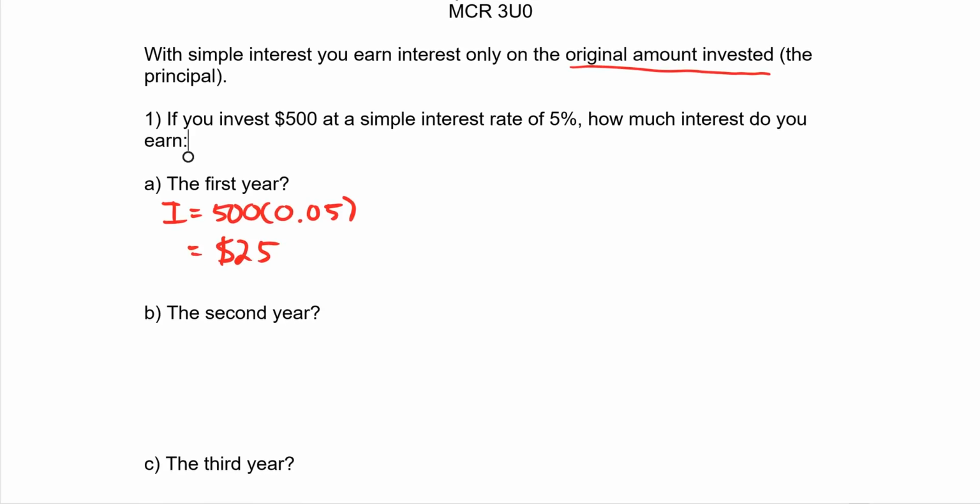Now, what's going to happen in the second year? Well, remember that you're only earning interest on the original amount. So that $25 that you just earned or were charged doesn't really matter at all. So it's still only the original $500. And again, 5% of that is $25. Now, at this point in total, you would actually have $550 in this account. However, because it's simple interest, you're only charged on that principal amount.